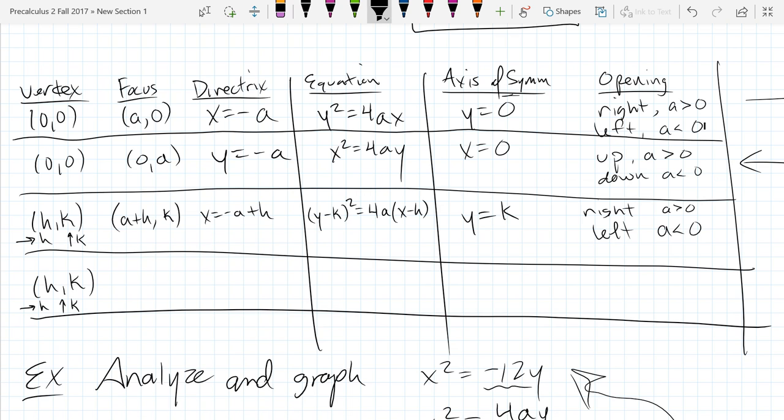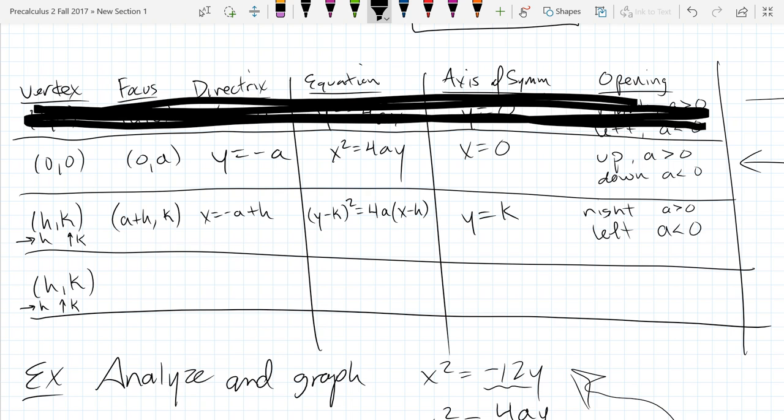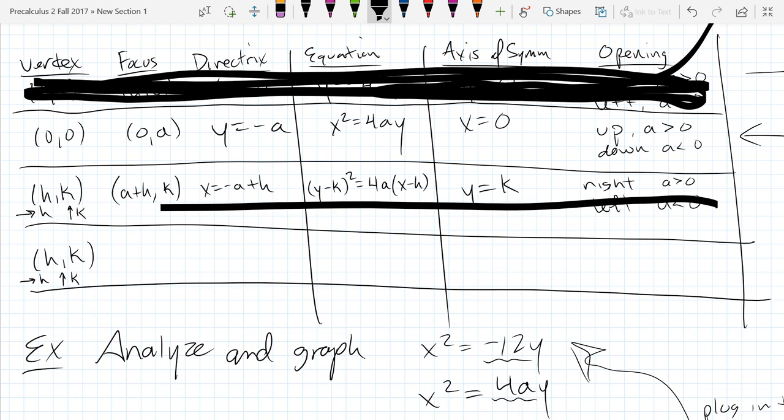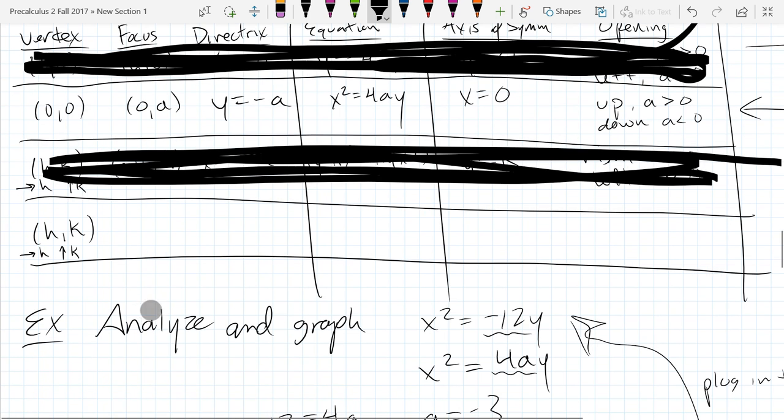So this last row, we're going to modify the second row by moving the vertex. So I'm going to cross out the first row so I don't look there. And I might as well cross out the row we just wrote so I don't get confused and look back there. So we're doing the exact same thing we just did. And we're just shifting, so our focus was 0, a. I want to move it to the right h. So it's going to be h, comma, a plus k. Our directrix is now not y equals negative a, but it's y equals negative a plus k.